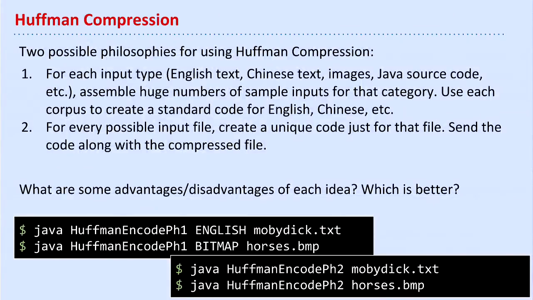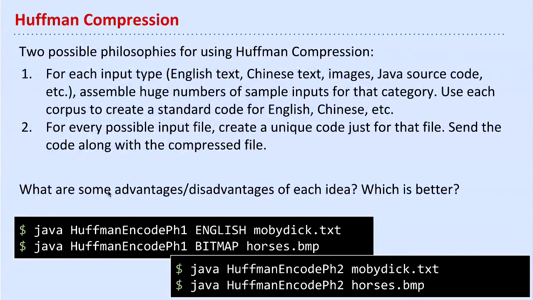Now, the alternate approach is, instead of taking English and building the one true English code word table, we could say, for every single file, we'll build a unique code just for that file, and because someone else doesn't already know what the code word table is, I'm going to have to send that code along with the compressed file. So I have to tell them, here is the way to decode it, and here is the compressed file. So what I'd like you to do is think for a minute or so, what are some advantages or disadvantages of each idea and which is better?